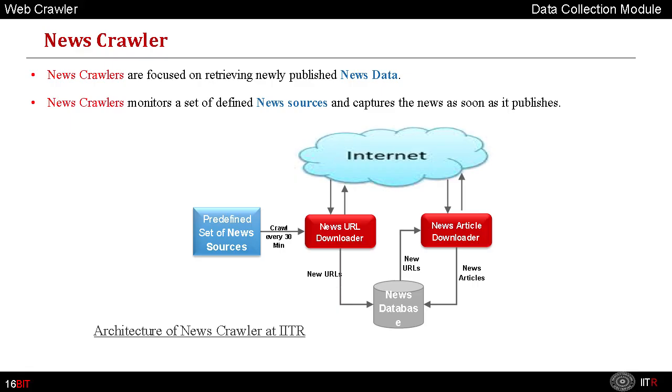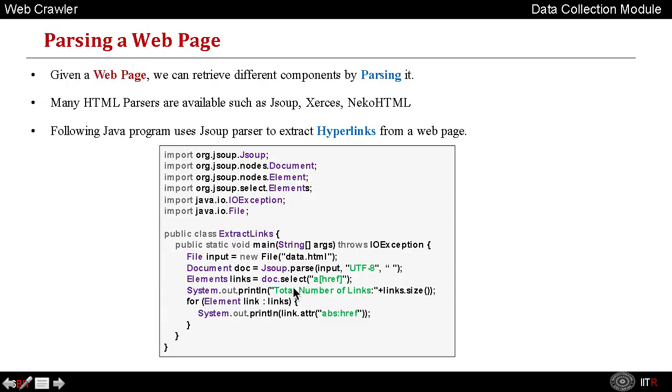So now you can build things like a news crawler, which will focus on getting all of the news data. We can go off of a list of predefined news sources. We can crawl every so often. Here we're crawling every 30 minutes. We go and get the news URL, we download it, we put it into the news database, and then we can develop a series of different news articles. So this is the news crawler.